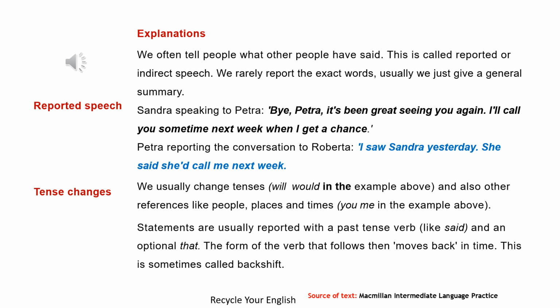We usually change tenses, or would in the example above, and also other references like people, places and times, you and me in the example above. Statements are usually reported with a past tense verb, like said, and an optional that. The form of the verb that follows then moves back in time. This is sometimes called backshift.